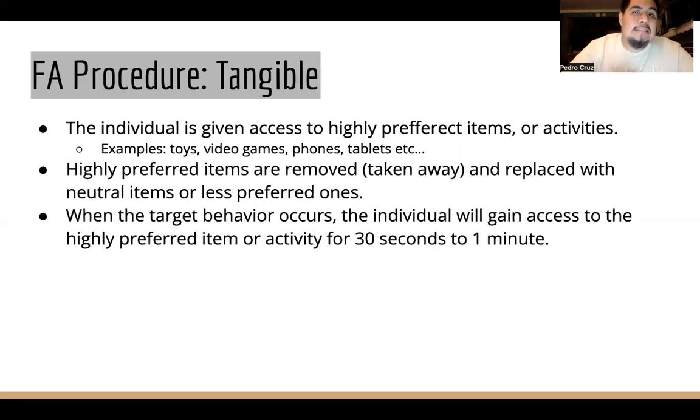Now, in the tangible condition, the individual is given access to highly preferred activities, such as toys, video games, a phone, a tablet, etc. Anything that the child is really into. Then the highly preferred items are removed, taken away, and replaced with a neutral item or a less preferred one. When the target behavior occurs, the individual will gain access to the highly preferred item or activity for 30 seconds to 1 minute.